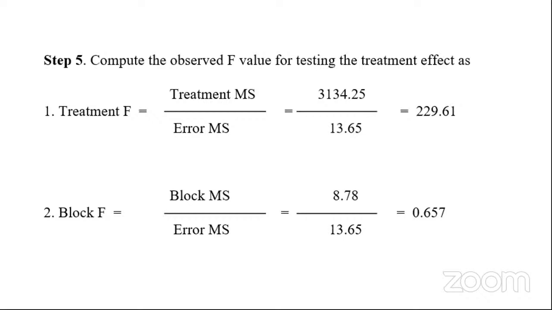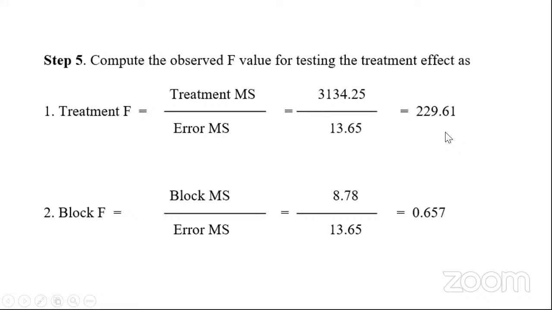Now you can easily calculate the F value. Treatment mean square divided by error mean square gives you the F value for treatment. So the F value for the treatment is 229.61. Block mean square divided by error mean square is your block F value. As you can see, within the replicate, the F value is very less, but between the control and treatment, the F value is very high.